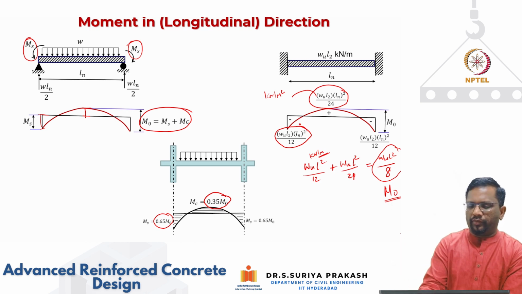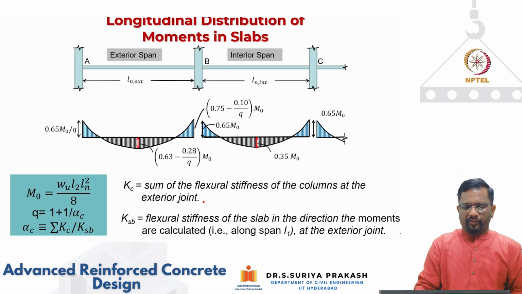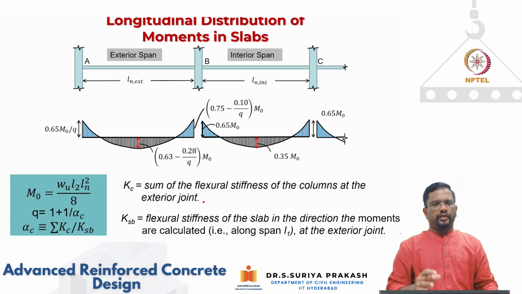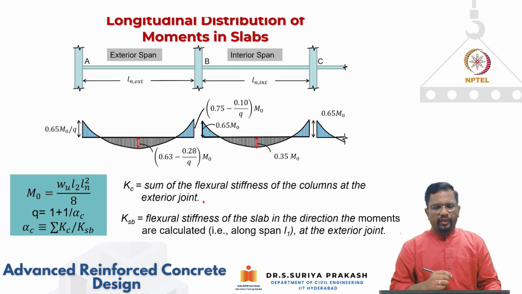if you simplify this, 1 by 12 will be equal to 0.65 times your M naught. Similarly, the center span moment is going to be 35% of your total factored static moment. So now that we have got this, let us see the second step, which is the longitudinal distribution of the moments in slabs.